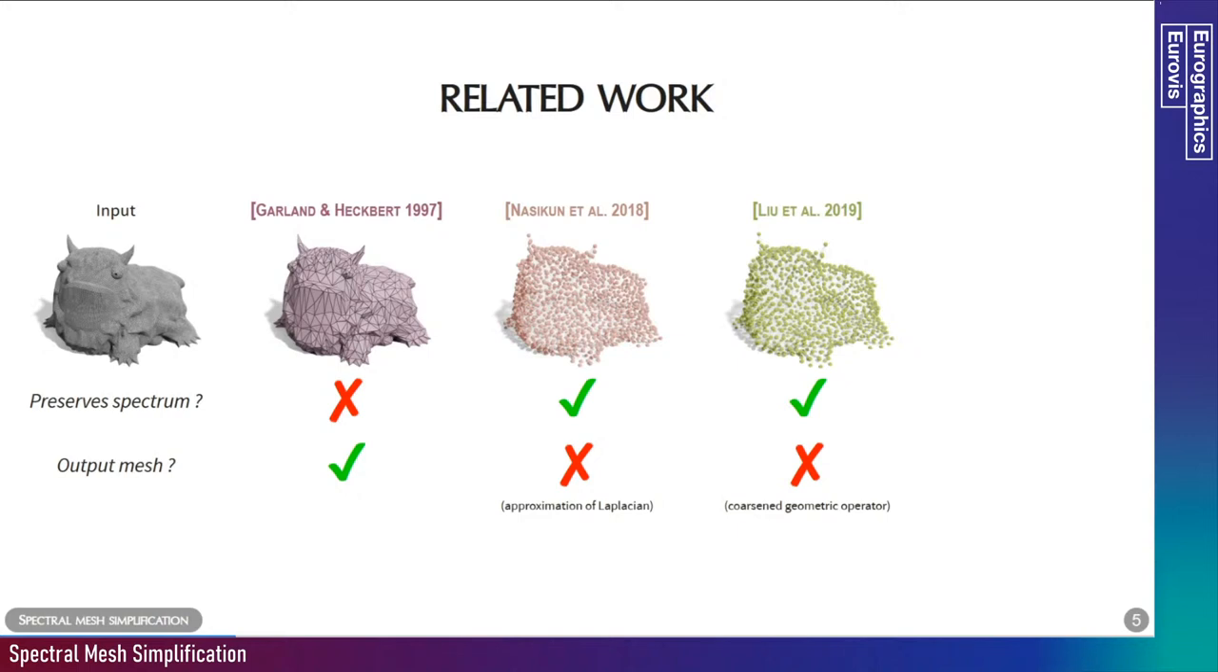Liu and colleagues in 2019 introduced a method to coarsen geometric operators by removing rows and columns, which geometrically corresponds to selecting a subset of the vertices. They do not produce a mesh. In contrast, we produce a mesh while still preserving the spectrum. It is to note that the output Laplacian is simply evaluated on the output mesh, as for the quadric simplification, whereas the methods of Nasikun and colleagues and Liu and colleagues specifically optimize for the output Laplacian.